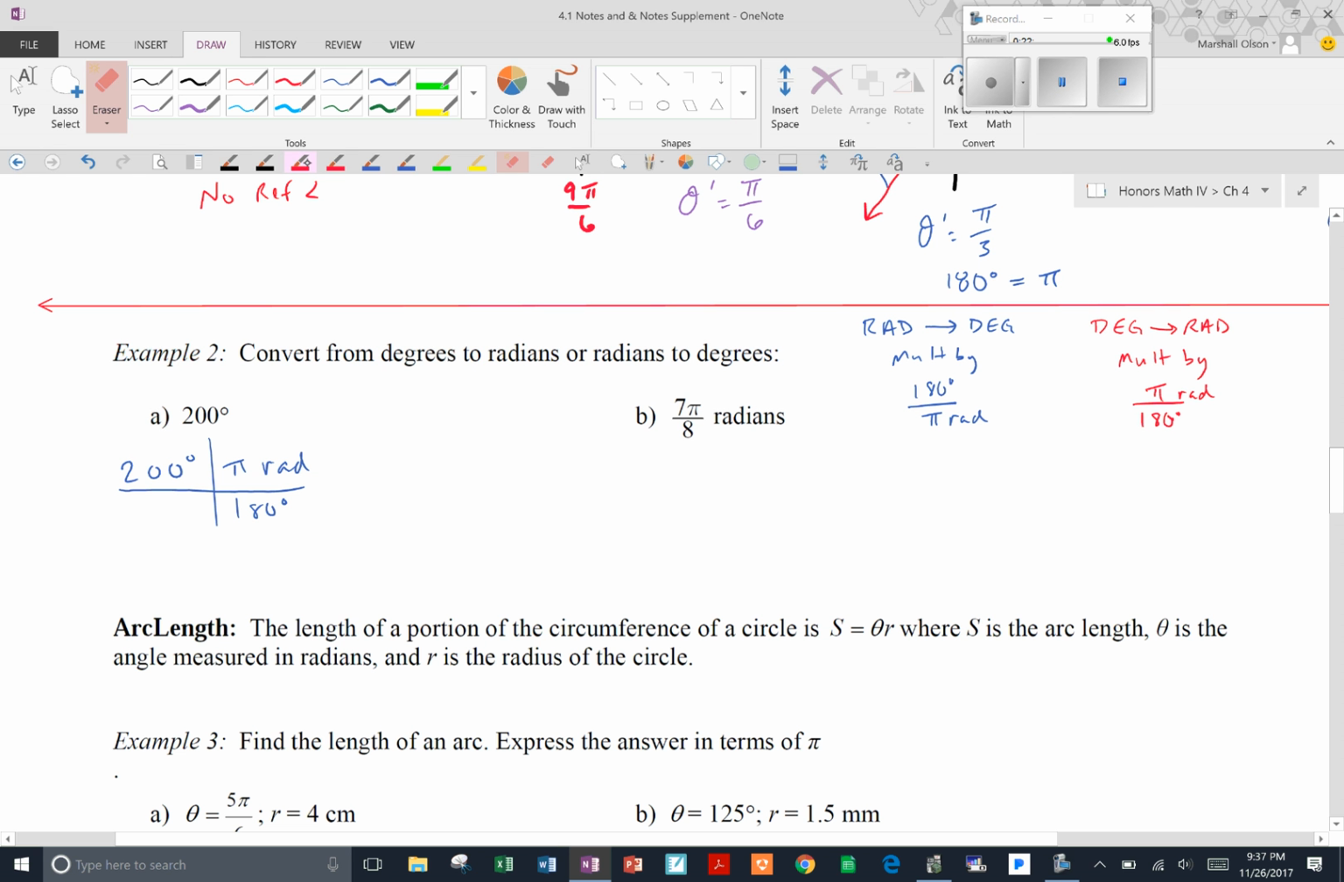All right, so what we do here is we simplify. Well, the degrees cancel out. That was the whole reason for putting that in the denominator. And now we just are simplifying 200 and 180. Well, we can get rid of that multiple of 10 and just focus on the 20 and the 18. So here's where we're sitting right now: 20 pi over 18 radians, but we can simplify that because 2 goes into both of those. So our final answer is 10 pi over 9 radians.